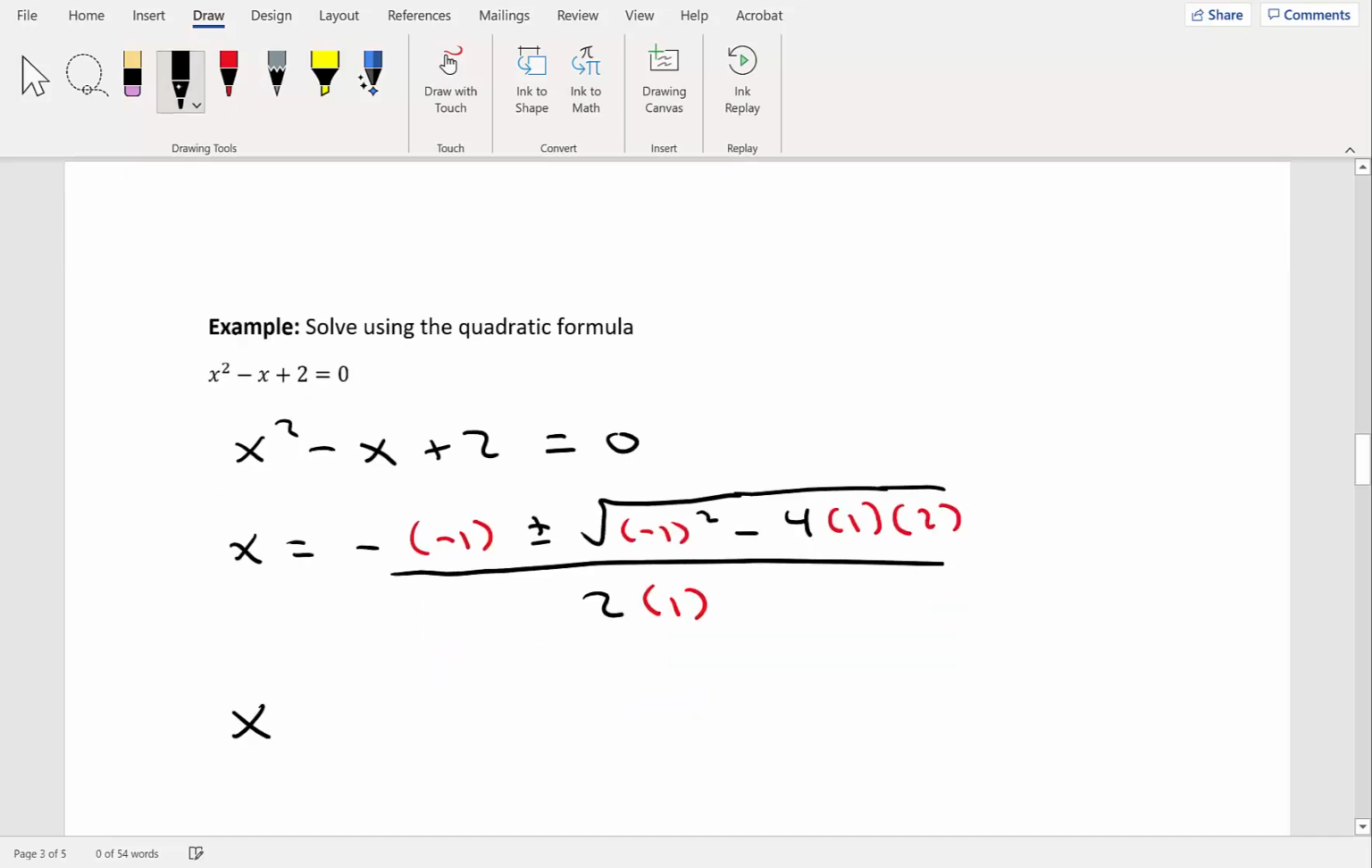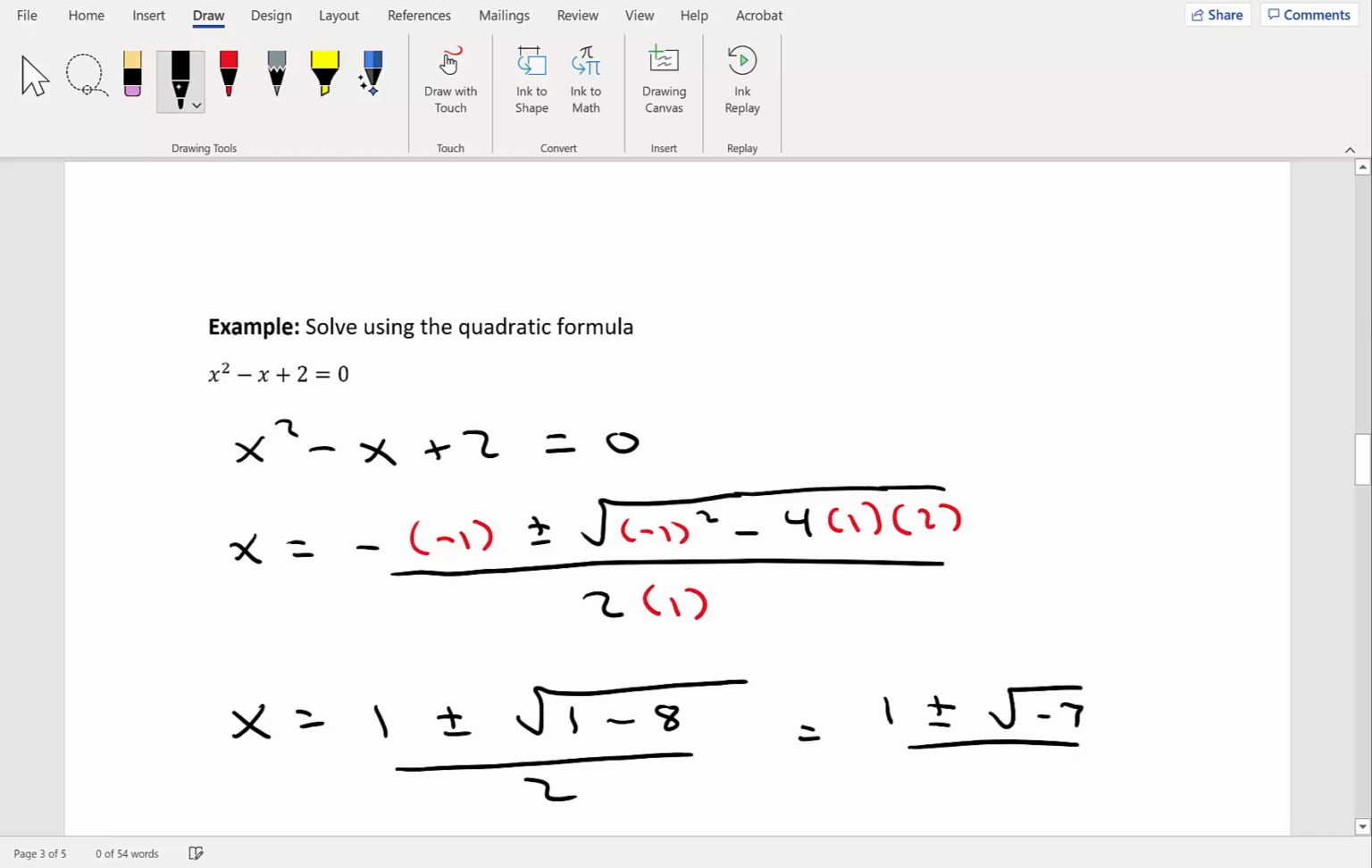Now let's begin to simplify. I have x is equal to, so negative negative 1 gives me positive 1, and I have plus or minus the square root of, now negative 1 raised to the second power gives me positive 1. I have negative 4 times 1, which is negative 4, times 2, which gives me negative 8. I have all over 2. Simplifying further, I get 1 plus or minus the square root of negative 7 over 2.